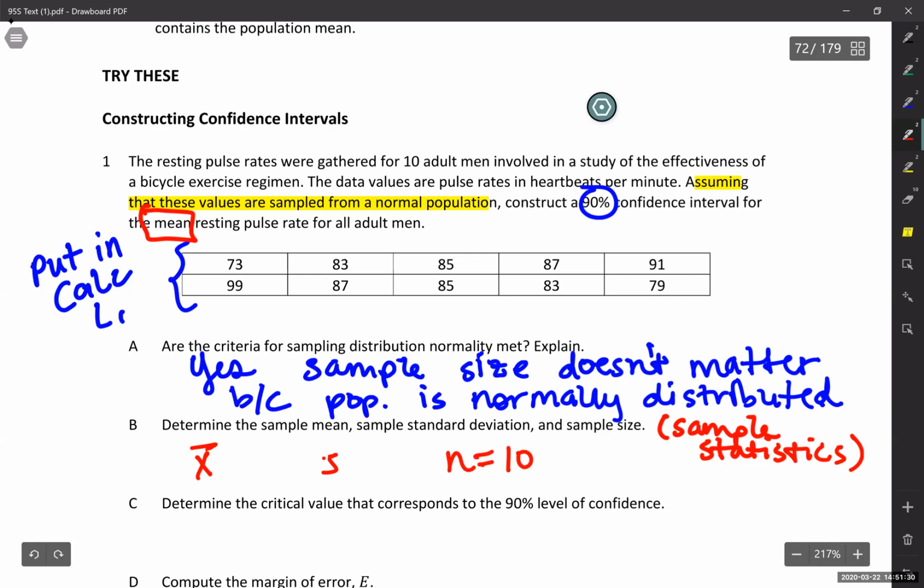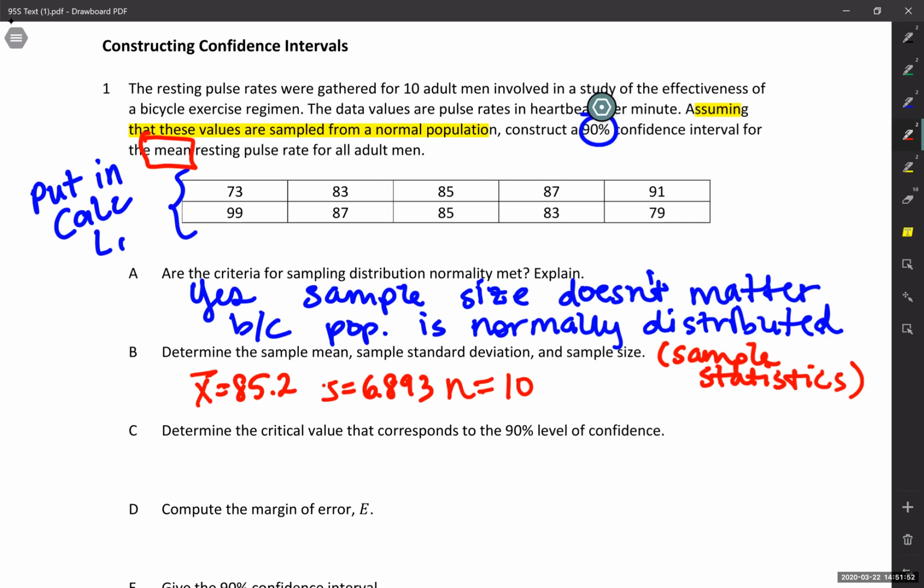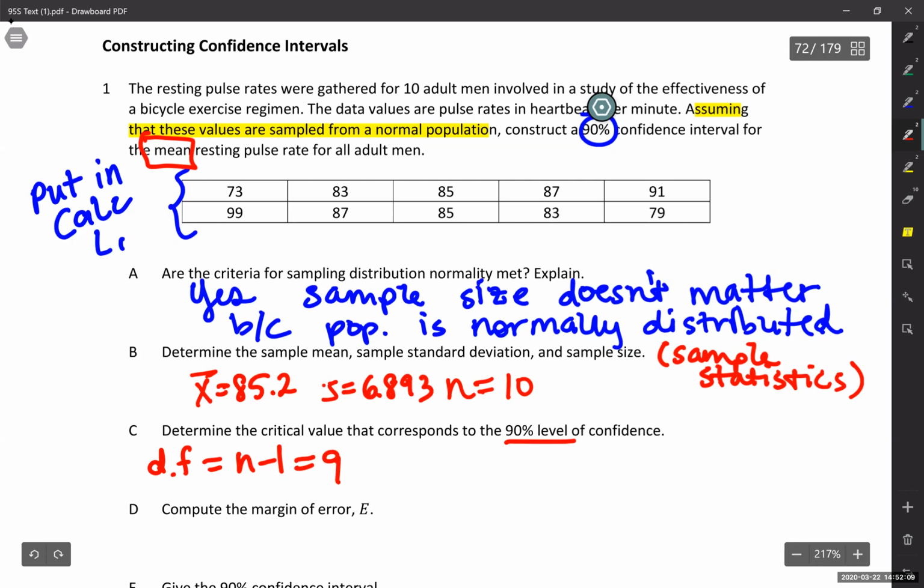So the sample size is 10. You can either count it or it says there are 10 men involved. And then the mean is 85.2. And S, remember we're not using sigma, we're using S for this problem, 6.893. All right, so now we want to find the critical value that corresponds with the 90% confidence level. Remember, we need the confidence level, 90, and then we need the degrees of freedom, which is n minus 1. So in this case, it's going to be 9. 10 minus 1 is 9.